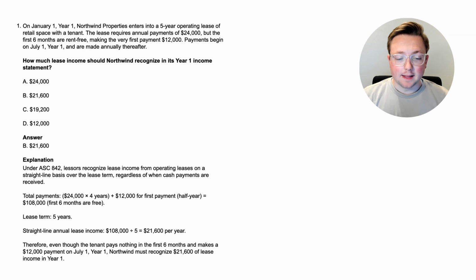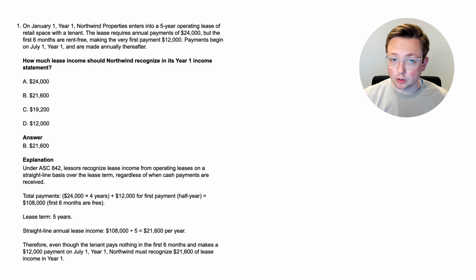All right, here we are at the answer B, $21,600. So they're not going to recognize $24,000. They're not going to recognize $12,000. They're going to recognize $21,600. So let's think about this. Under ASC 842, which by the way, you don't really need to know the numbers, I just like to throw that out there sometimes, lessors recognize lease income from operating leases on a straight line basis over the lease term, regardless of when cash payments are received. Okay, so we have to figure this out.